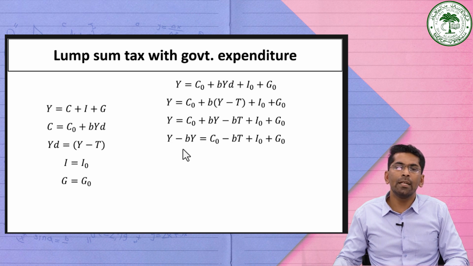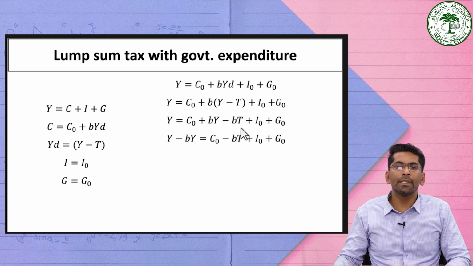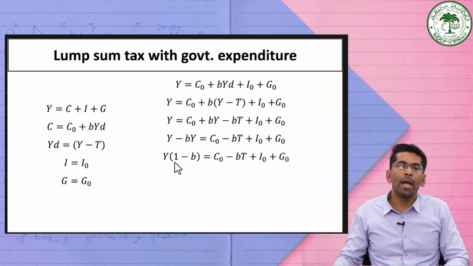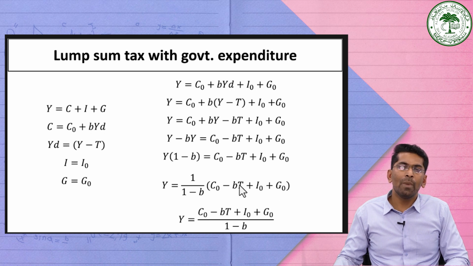So taking it to the left side, it will become minus By, and what is remaining here is C0 minus Bt plus I0 plus G0. So here y is common. I am taking y outside, and what is remaining is 1 minus b, then C0 minus Bt plus I0 plus G0. Taking 1 minus b to the right side of the equation, it goes to the denominator side: 1 by 1 minus b, and C0 minus Bt plus I0 plus G0. By multiplying this term, it goes to the numerator side, with denominator 1 minus b.